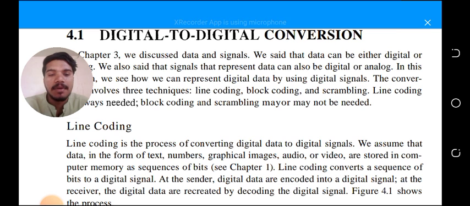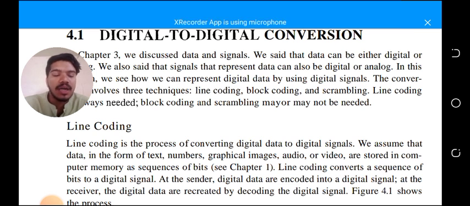Line coding is the process of converting digital data to digital signals. We assume that data in the form of text, numbers, graphical image, audio or video are stored in computer memory as a sequence of bytes. Line coding converts a sequence of bytes to digital signals at the sender.